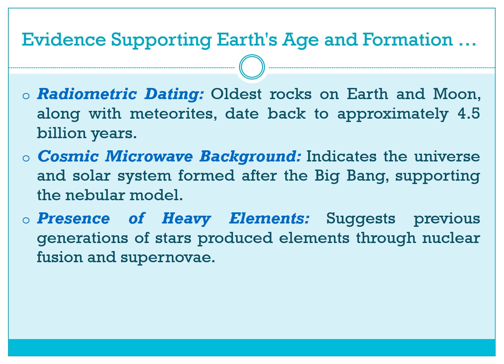Radiometric dating. By analyzing the decay of the radioactive isotopes in rocks from the Earth and the Moon and the meteorites, scientists have determined that these objects are approximately 4.5 billion years old. This age aligns with the timeline predicted by the nebular theory for the formation of the solar system.